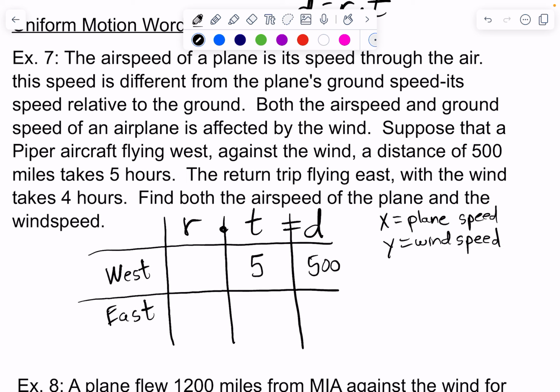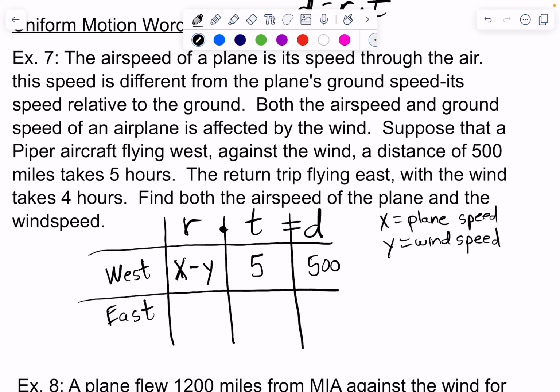When I'm headed west, I'm going against the wind. So it's my plane speed x minus my wind speed y. Think about you on that bike. You're pedaling, but the wind is going against you. It's hitting your face. You're losing speed.